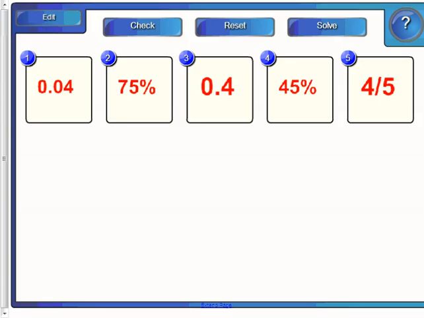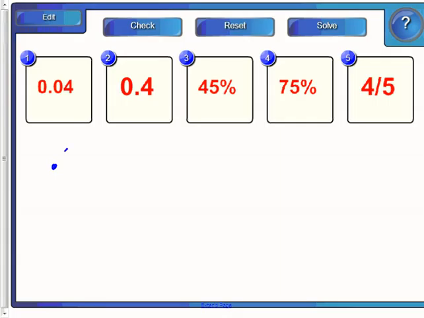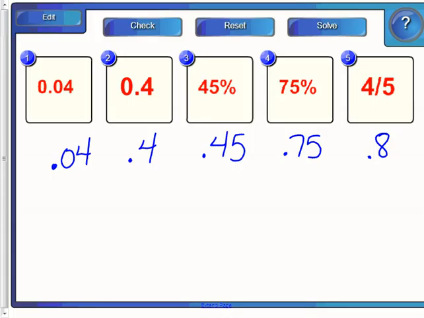All right, now that you've tried it, here should be your solution. You should have put the 4/100ths first and then the 4/10ths, 45%, 75%, and 4/5. If you change them all to decimals, you would have had 4/100ths, 4/10ths, 45/100ths, 75/100ths, and 8/10ths or 80/100ths. All right, let's try one more of those and see if you can do that one.